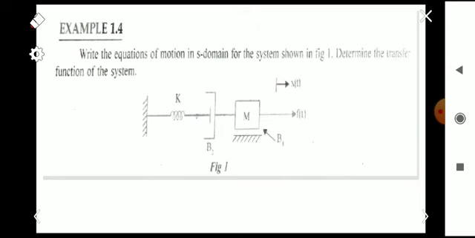For writing the equations there should be a corresponding displacement for all the nodes. So for the mass m the displacement is x of t, and we are assuming that for this node the displacement will be x1.